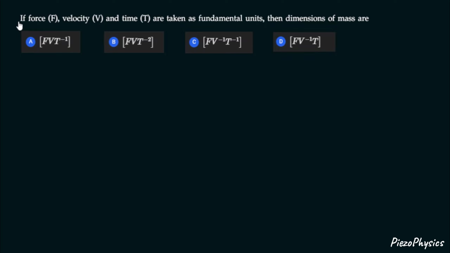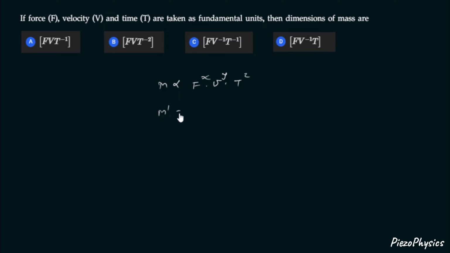Our next PYQ is: if force F, velocity V and time T are taken as the fundamental units, then the dimension of mass is? Now pause this video and solve this question and see which of the following is correct, right? So let me solve this question. We want to have mass as a function of the fundamental quantities force F, velocity V and time T. Suppose force has power x, velocity has power y and time has power z.